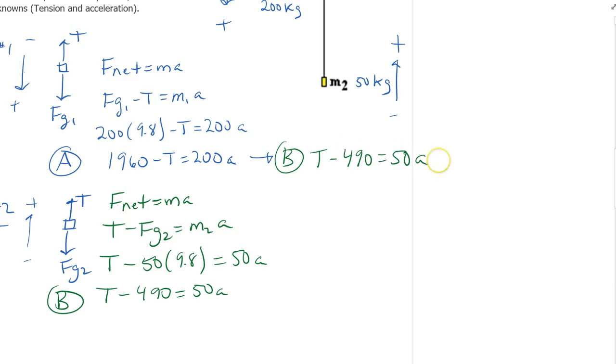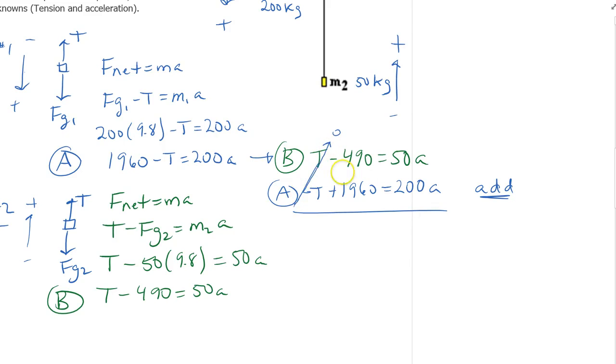equals 50a. And then underneath, in blue, I will write this, but I'm going to rearrange this. I'll put the minus t first, plus 1960 equals 200a. And I hope you see where I'm going here. If I add these two together, t and negative t combined is no t at all. So those two cancel each other out. Minus 490 plus 1960 is going to give me 1470. 50a plus 200a is 250a.